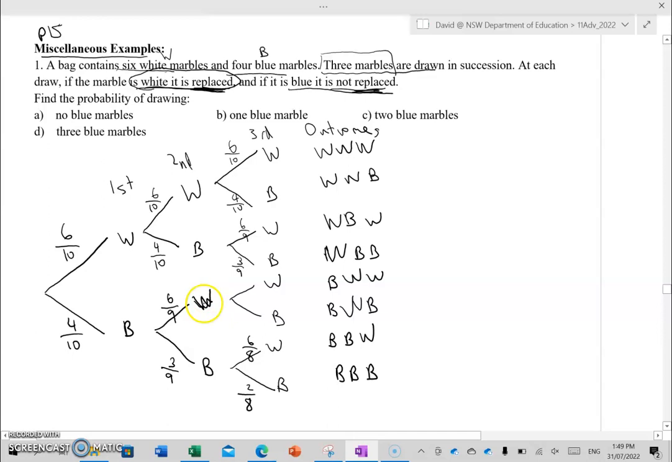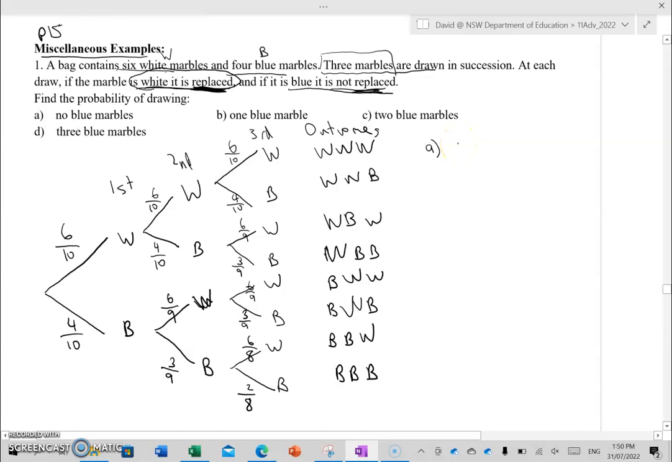Okay, so here, this second ball was a white. If the second ball is a white, remember we replace, which means that the probabilities for the next one will stay the same. So if there was a 6 out of 9 chance of getting white, that'll stay 6 out of 9. And this will then therefore have to be 3 out of 9 to make it a whole. So there's my tree diagram. So we should be able to work out the questions now.